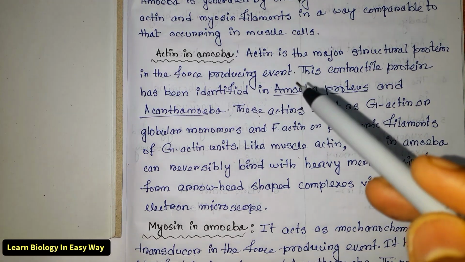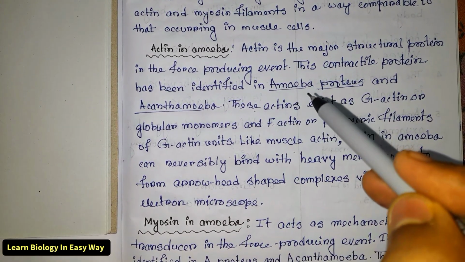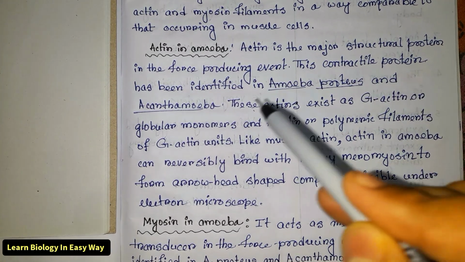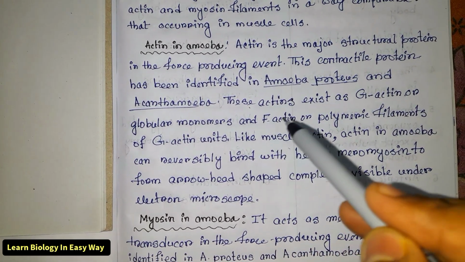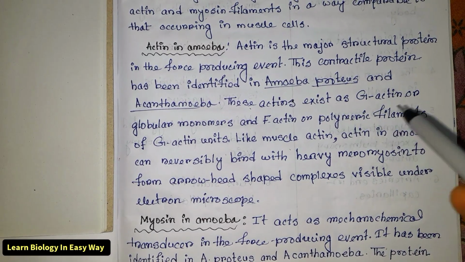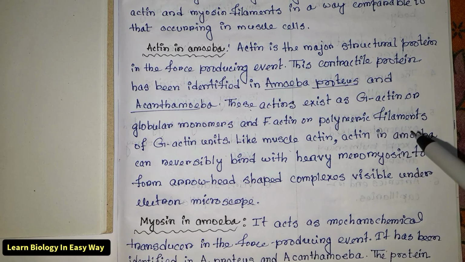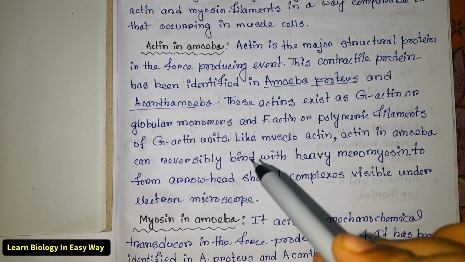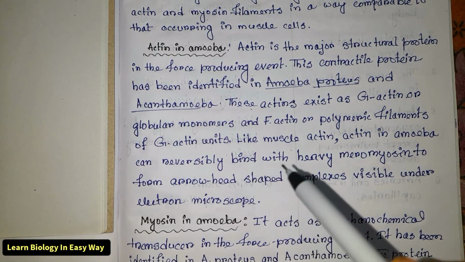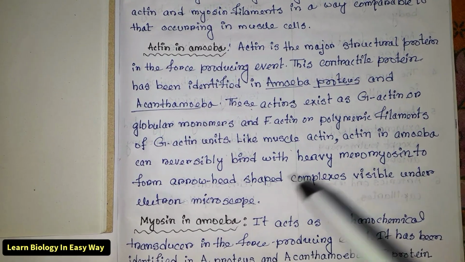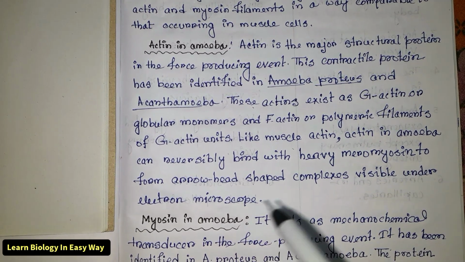Actin in amoeba. Actin is the major structural protein in the force producing event. This contractile protein has been identified in Amoeba proteus and Acanthamoeba. These actins exist as G-actin or globular monomers and F-actin or polymeric filaments of G-actin units. Like muscle actin, actin in amoeba can reversibly bind with heavy meromyosin to form arrowhead-shaped complexes visible under electron microscope.